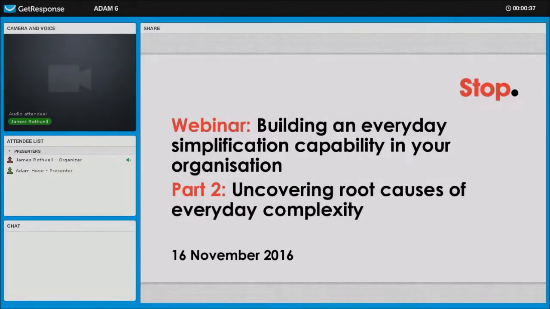Today we're going to look at uncovering root causes of everyday complexity.